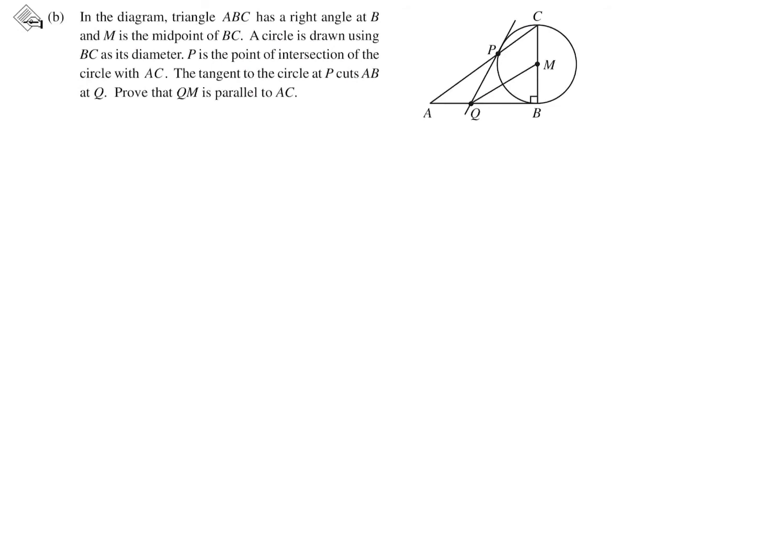In the diagram, triangle ABC has a right angle at B and a midpoint M at BC. A circle is drawn using BC as its diameter. P is the point of intersection of the circle with AC. The tangent to the circle at P cuts AB at Q. Prove that QM is parallel to AC. So before I get started with this question, I'd like to teach just 2 brief primers here.